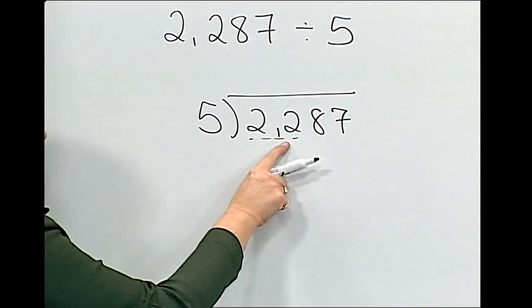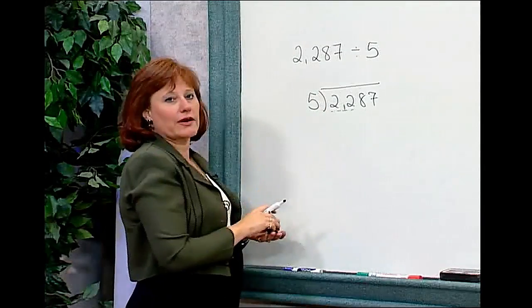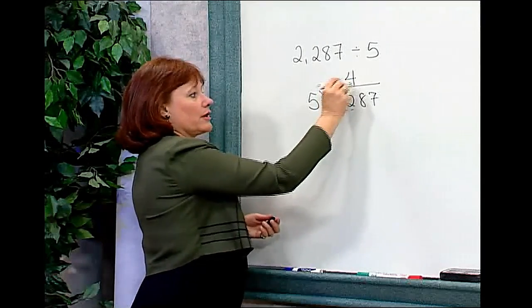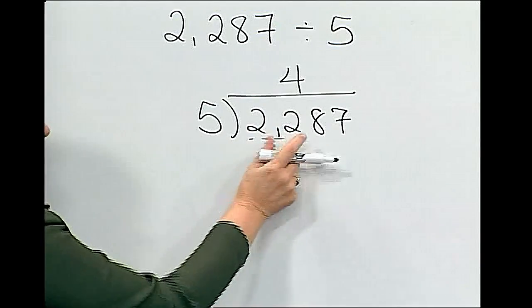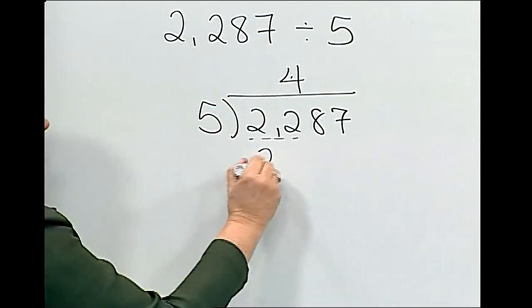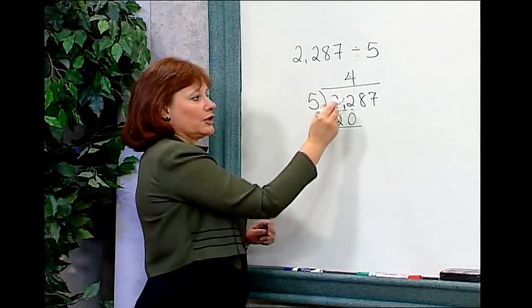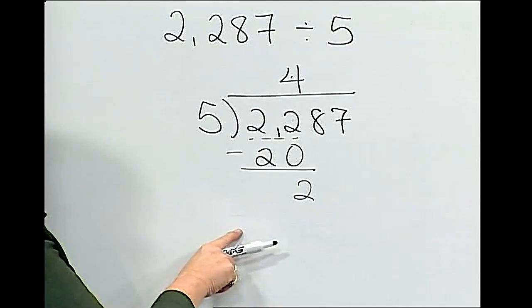5 does go into 22. I'm thinking of a number that when I multiply it times 5, I will get very close to 22 without going over. That number is 4. Notice that I've carefully lined the 4 up over the second number. 4 times 5 is 20. And I know in this process I need to subtract. 2 minus 0 is 2. 2 minus 2 is 0.